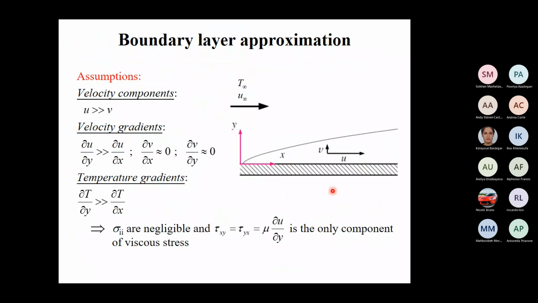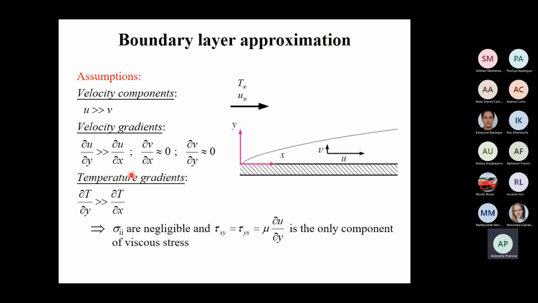So the velocity component U is much bigger than the V component of the velocity, and also for the velocity gradients, the gradient of the U component of the velocity in the Y direction is much bigger than the gradient of the velocity component U in the X direction. That means that this component U of the velocity changes a lot in the Y direction and in a negligible way in the X direction.